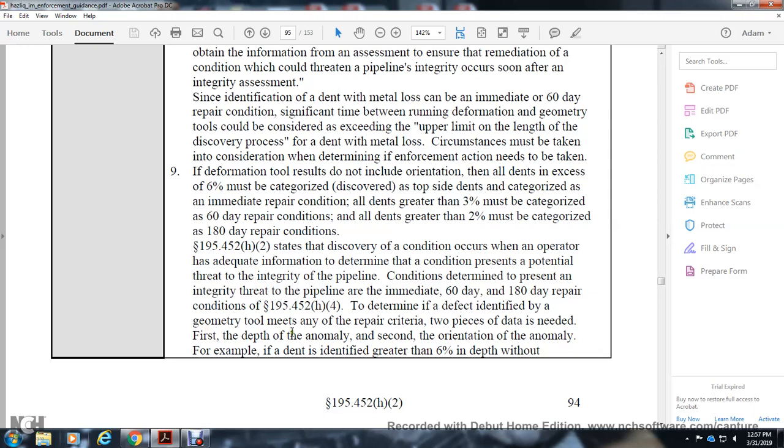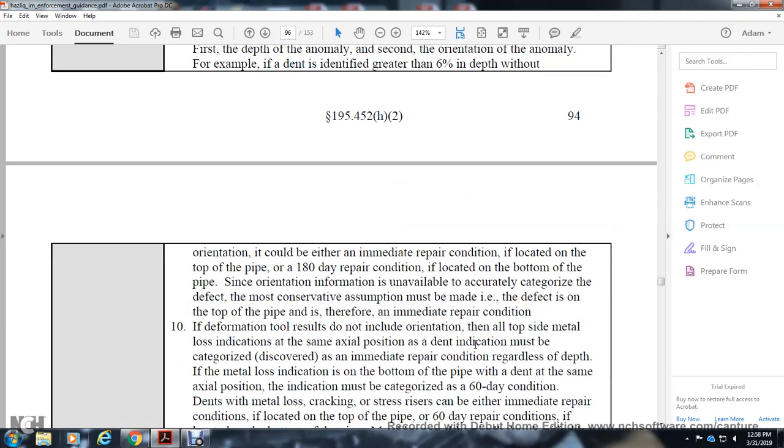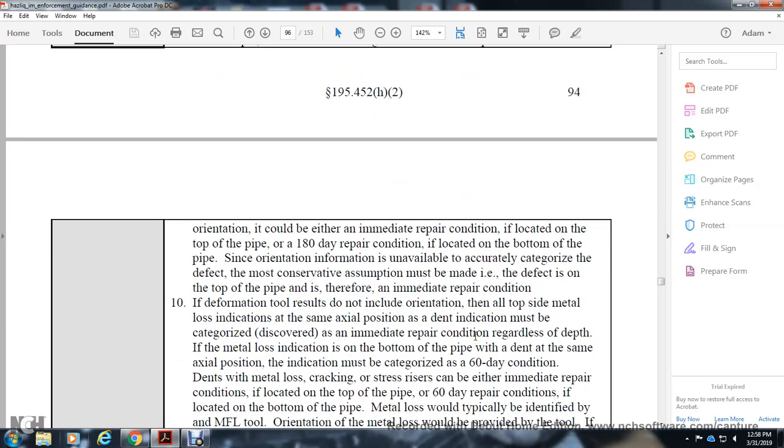So the data needed is the depth of the anomaly. Second, the orientation of the anomaly. For example, if a dent is identified greater than 6% of the depth or width, orientation matters: an immediate repair condition if located at the top of the pipe, and a 180-day repair condition if located at the bottom of the pipe. So if the orientation information is unavailable to categorize the defect, a conservative assumption is made that the defect is at the top of the pipe, therefore an immediate repair condition.